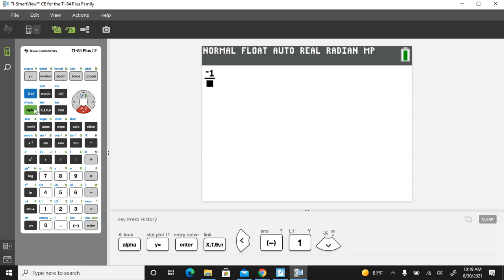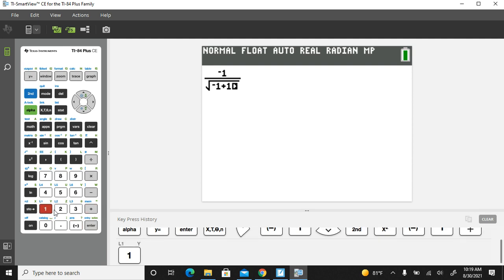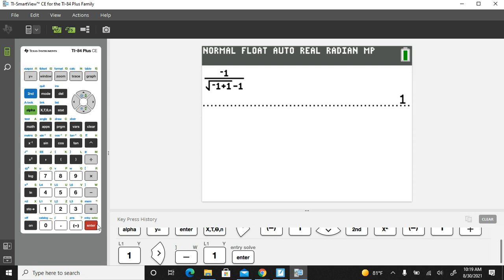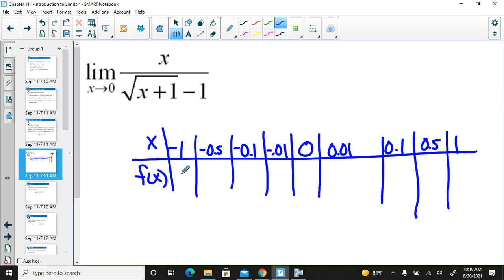All right, and then down below we have the square root of x, which in this case is -1, plus 1, and then outside of that, -1. All right, so we go ahead and hit enter, and we get 1. So we come back here, we can put 1 right here in my table.